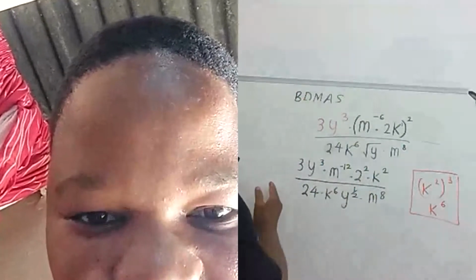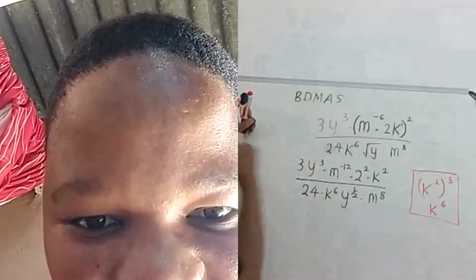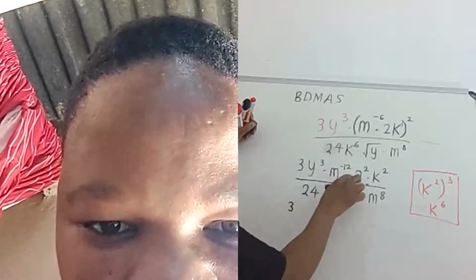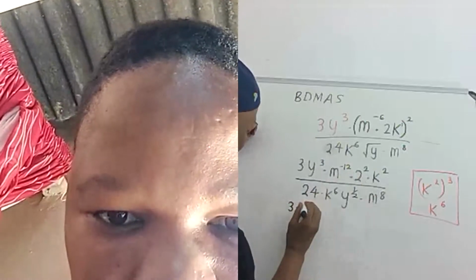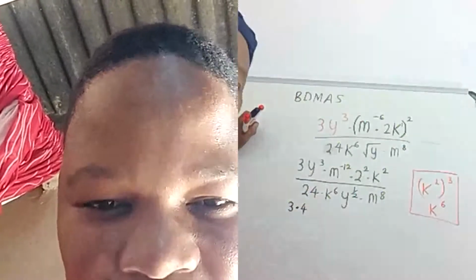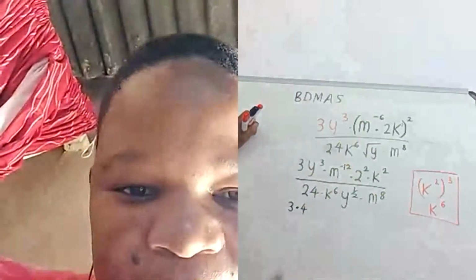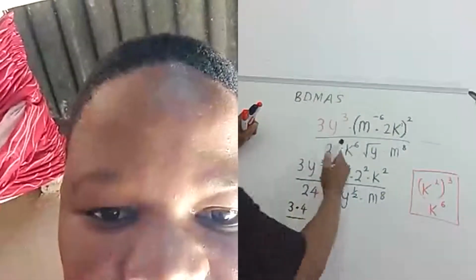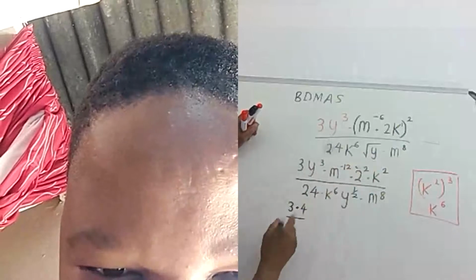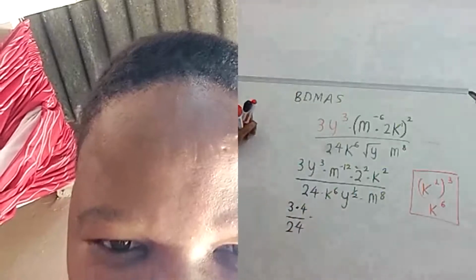Let's group the numbers together, the y's together, and the letters in a good way. Let me start with the number: it's 3, multiplied by 2 squared, which equals 4. You understand? Or should I write 2 squared? It's fine, 2 squared is 4. Then we say over: number with number, letter with letter. Now at the bottom it's just 24, I don't have any other number. Do you understand what I'm saying?